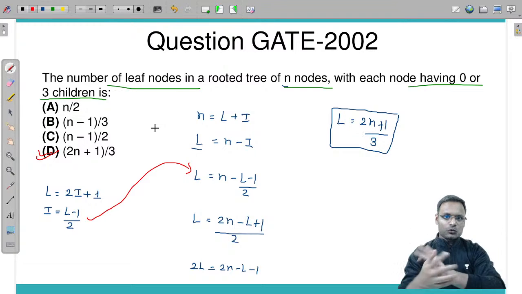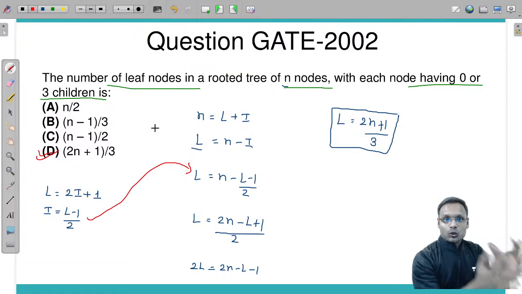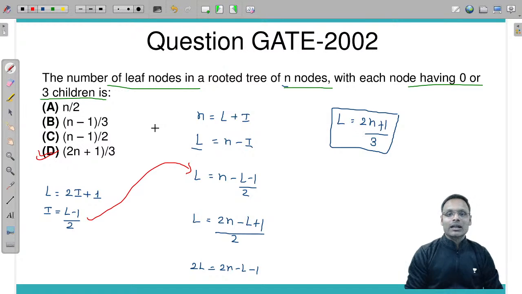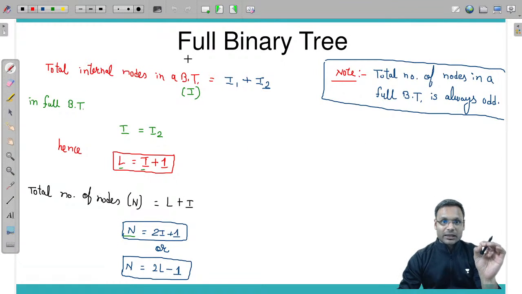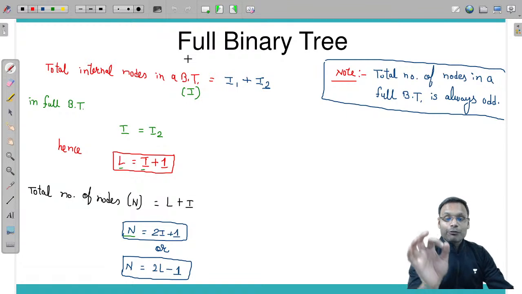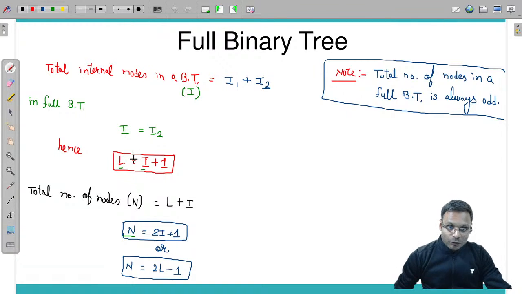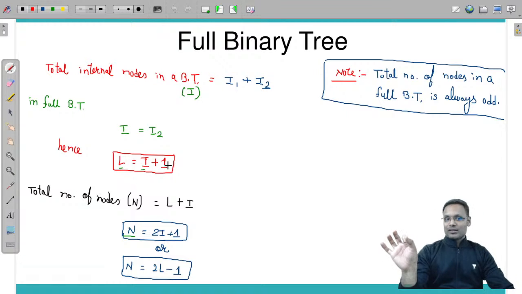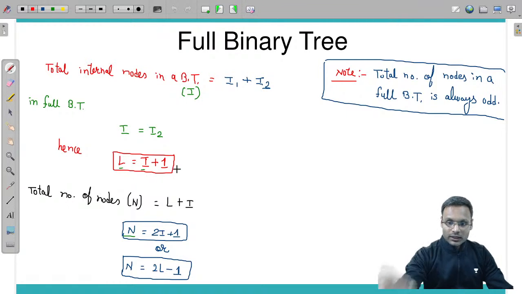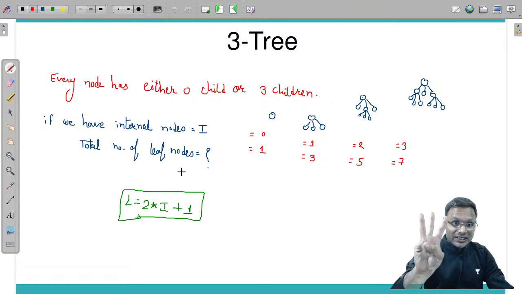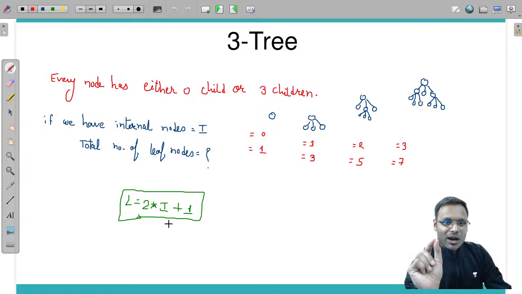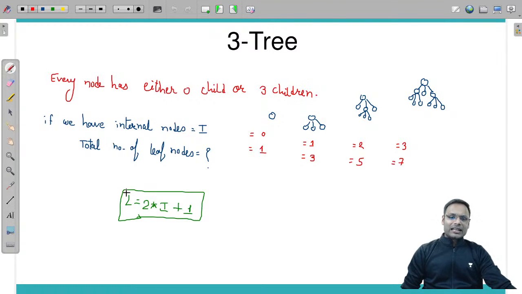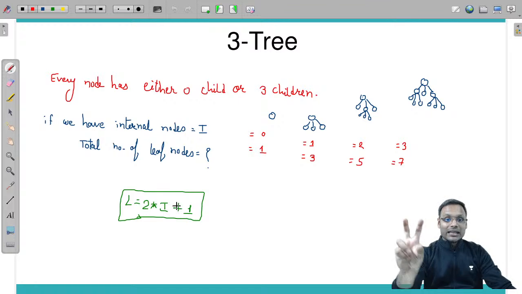So one thing is given, the rest of the two things you can calculate easily. Either a 2 tree is given or a 3 tree is given or any kind of tree is given. Now let's make it generalized. If you have a full binary tree, means 2 tree, then we have capital L is equal to I plus 1, number of internal nodes plus 1. If we have a 3 tree, then we will have capital L is equal to 2I plus 1. And you can make a remark of this. If you have a 4 tree, then capital L will become 3I plus 1.